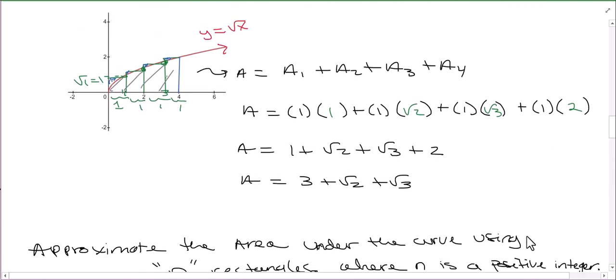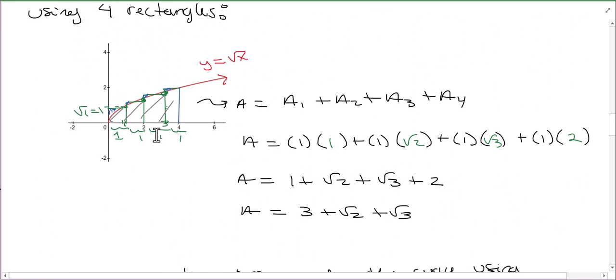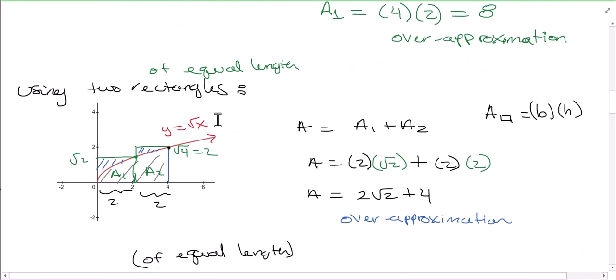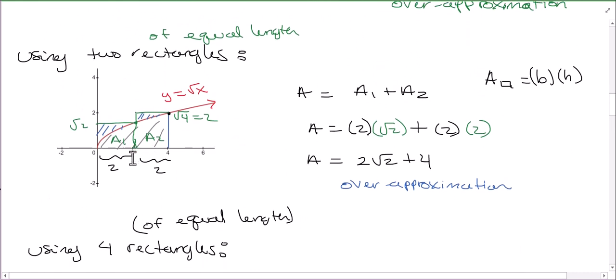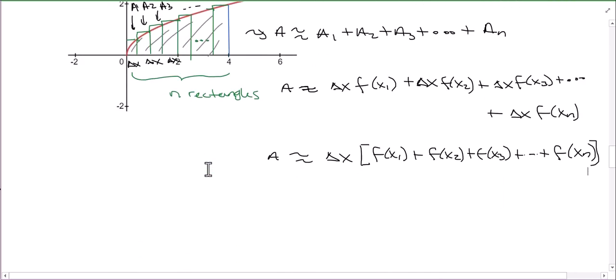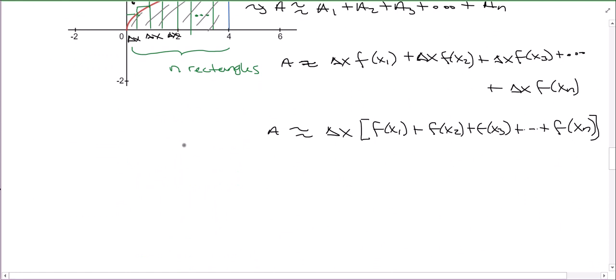So remember, going back to when we had 4 rectangles, the base of each rectangle was the same, was 1, and then the height was, my x1 was 1, my x2 was 2, my x3 was 3, x4 was 4. Here, when I had 2 rectangles, my x1 was 2 and my x2 was 4, because I only had 2 rectangles. And so with xn, this is what it will look like.